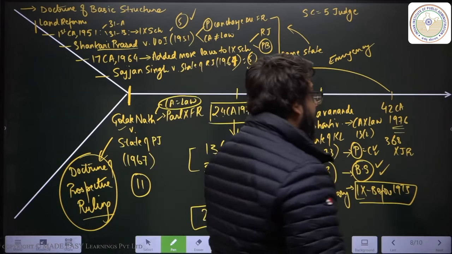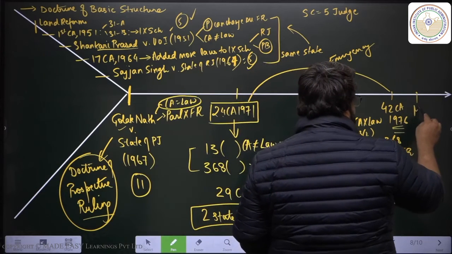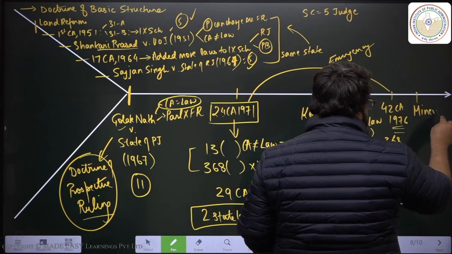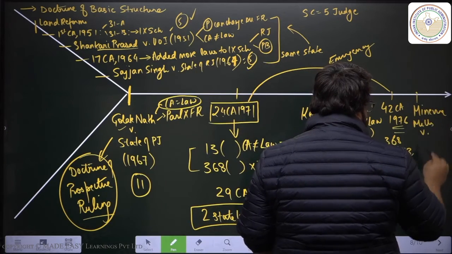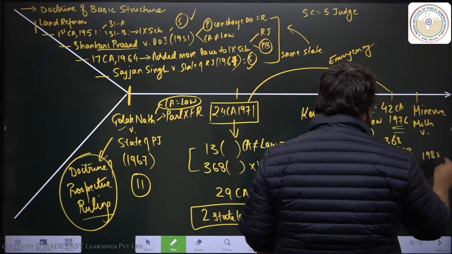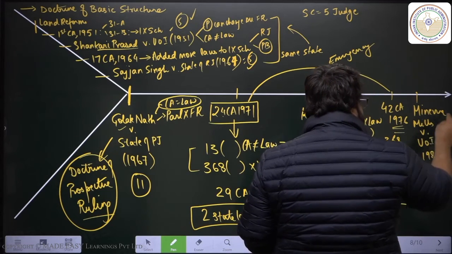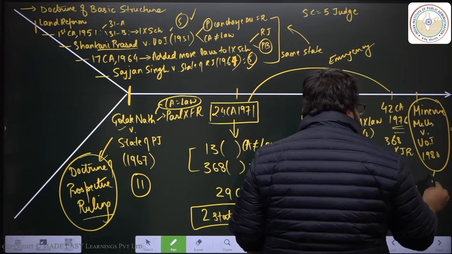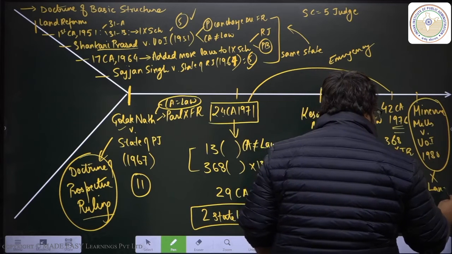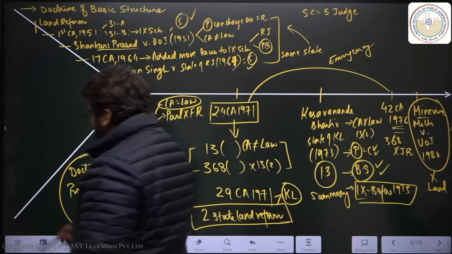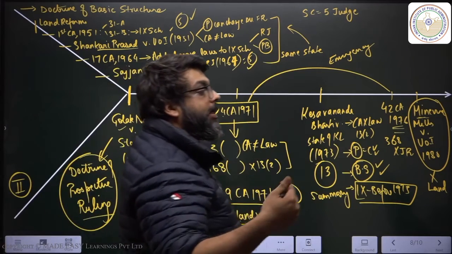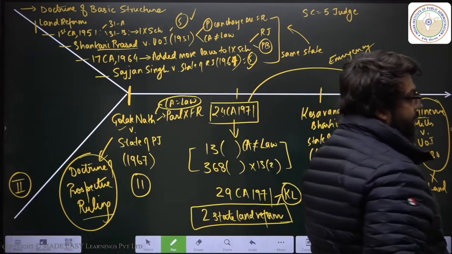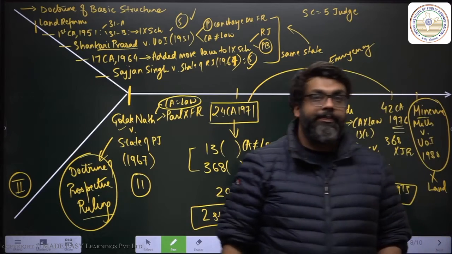Then another case happened called Minerva Mills versus Union of India in 1980. This is the only case which has nothing to do with land. This case also has a lot of reason for our second story, which we'll come to later. This is about challenging nationalization of industries. Okay.